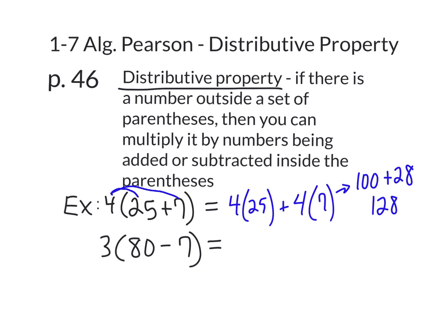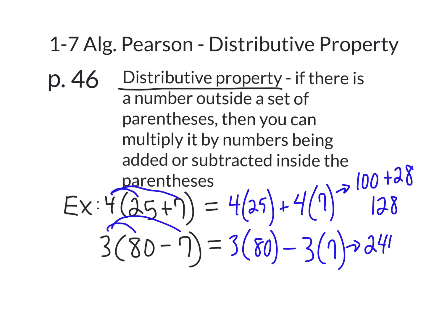Another example with subtracting, if we have 3 times the quantity 80 minus 7, we can go ahead and distribute 3 times 80 minus 3 times 7, and then that would be 240 minus 21, which is 219. Once again, if we would subtract in the parentheses first, order of operations, we would get 73, and we'd be doing 3 times 73, which might be a little bit more complicated problem.